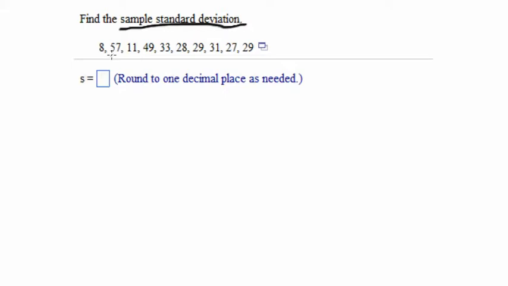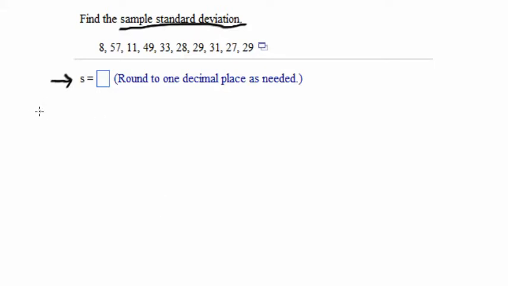So you know that if we're trying to find the sample standard deviation, the data that's given down here is just a sample. It's a subset of your population. It's not every single value from the population. So since we're determining the sample standard deviation, that is why we're asked to solve for lowercase s, as opposed to population standard deviation, which I'll get to in a moment.